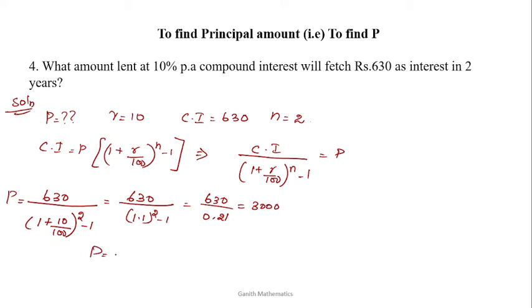So P is equal to rupees 3000. So to get 630 rupees as compound interest within 2 years at 10% compound rate of interest, you must invest or lend 3000 rupees. Okay, we'll move to the next problem.